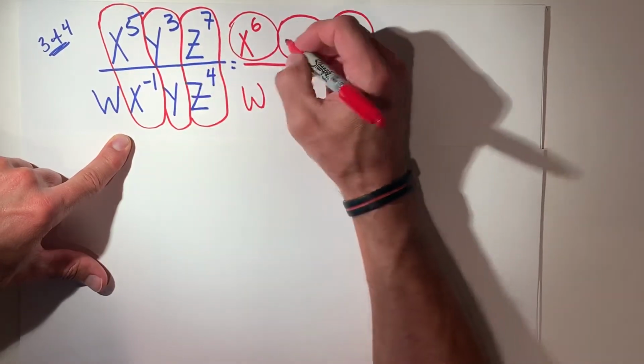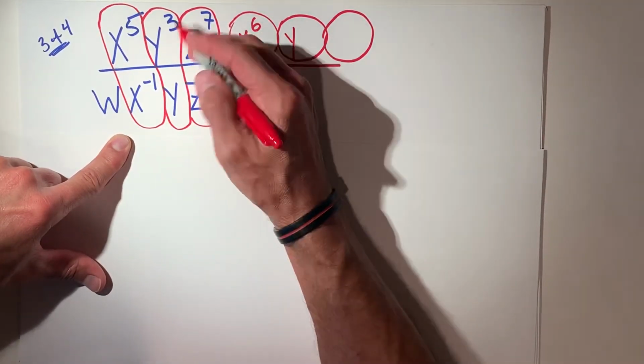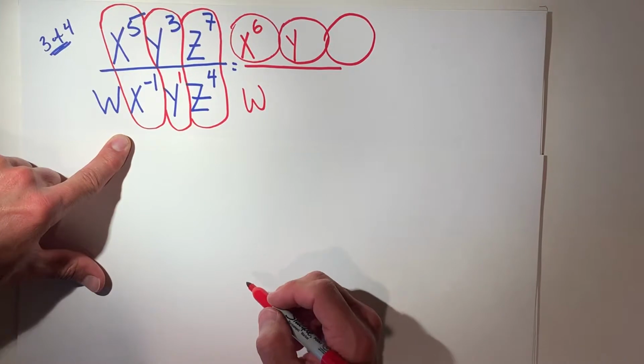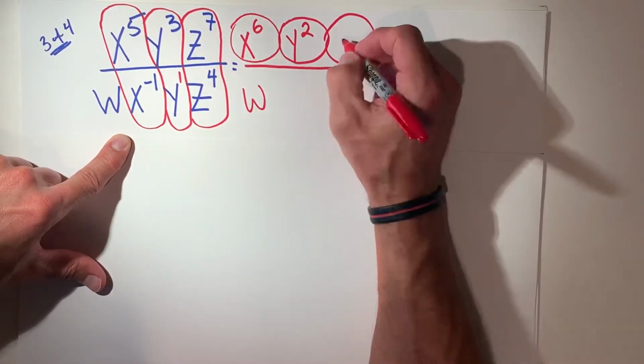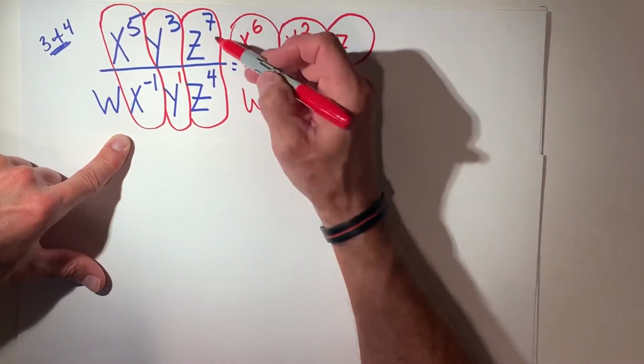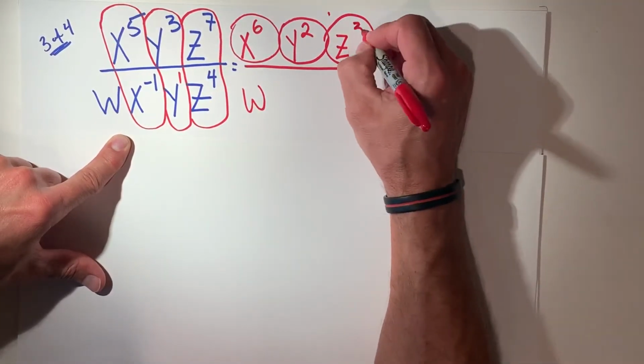Same bases are Y's. 3 minus, remember this, 3 minus 1. 3 minus 1 is 2. And Z's, same base. 7 minus 4 is 3.